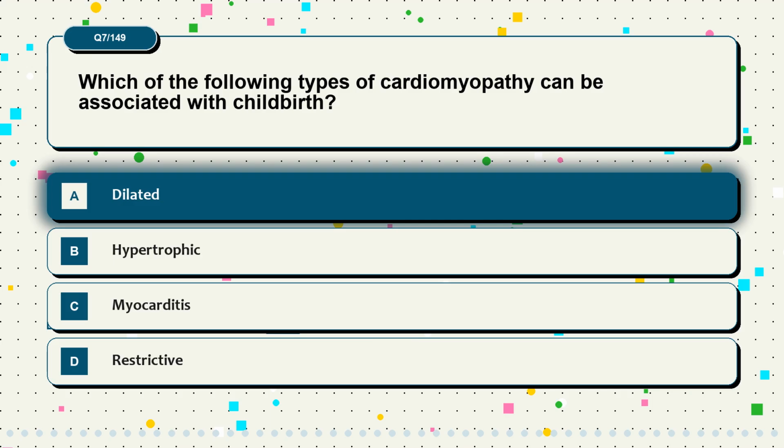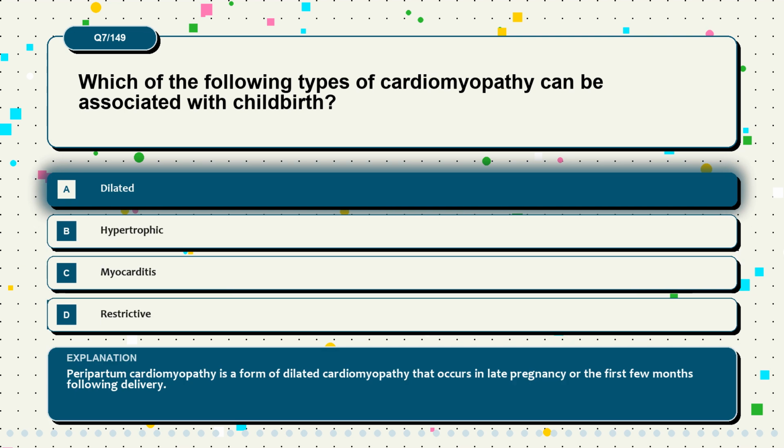The correct answer is option A, dilated. Peripartum cardiomyopathy is a form of dilated cardiomyopathy that occurs in late pregnancy or the first few months following delivery.